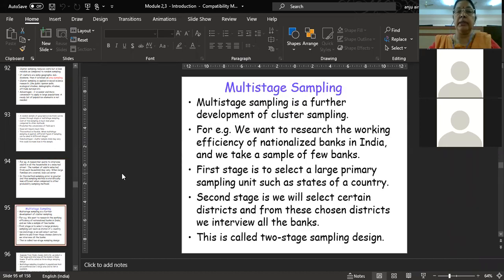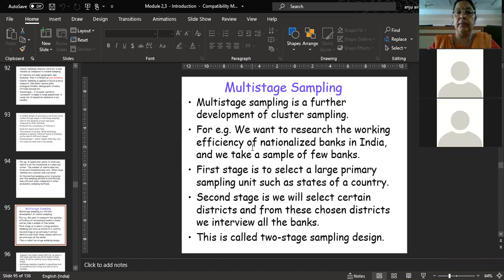So what is multi-stage sampling technique? Now single stage sampling technique is what we discussed just now, cluster sampling technique. So you divide the population into different clusters like north, south, east, west. You divide the population. That is single stage cluster sampling technique. So what is multi-stage sampling technique?